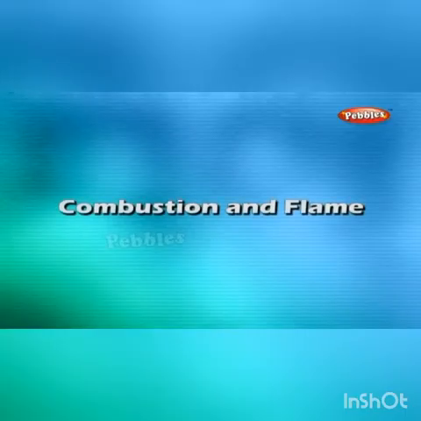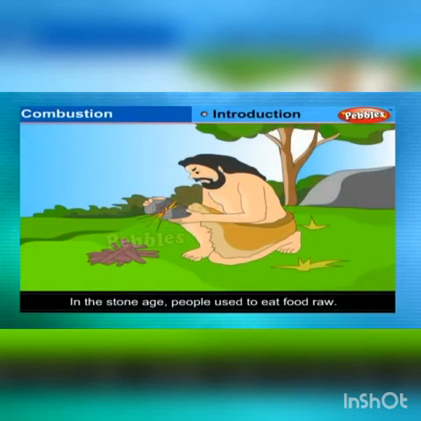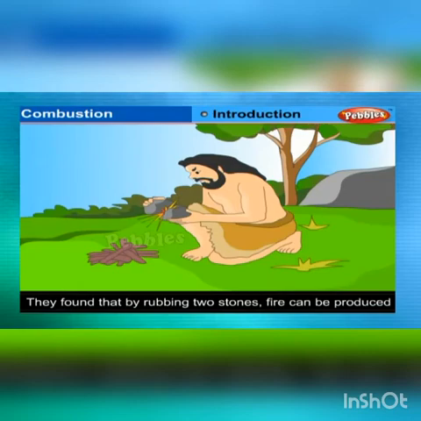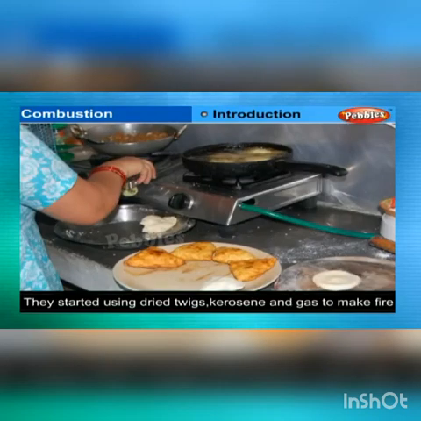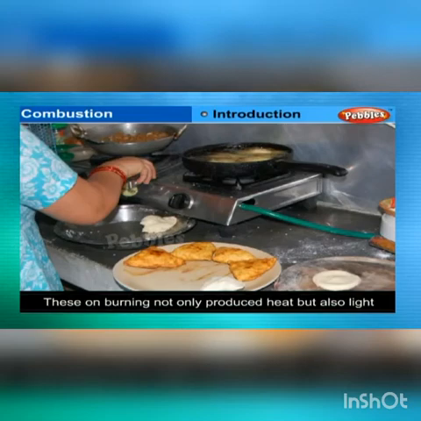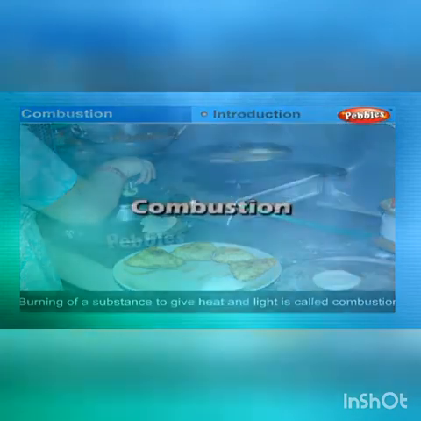Combustion. Introduction. In the Stone Age, people never knew the use of fire. They used to eat raw food. It was by accident they found that by rubbing two stones, fire can be produced. They found that cooked food tastes better. Slowly, they started using dried twigs, coal, kerosene, and then gas to make fire. These, on burning, not only produced heat but also light. Burning of a substance to give heat and light is called combustion.